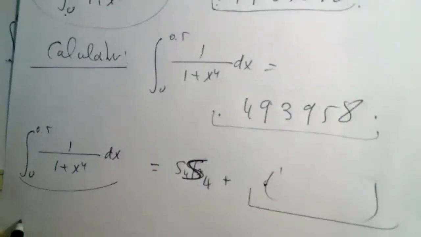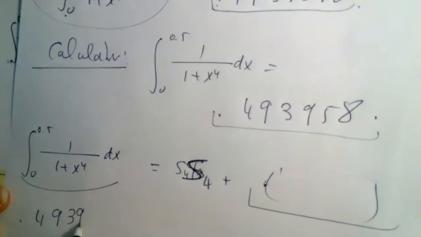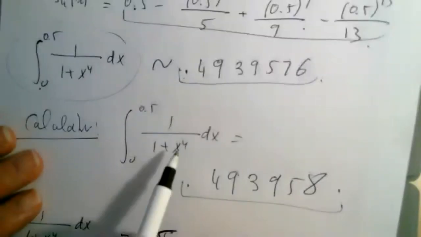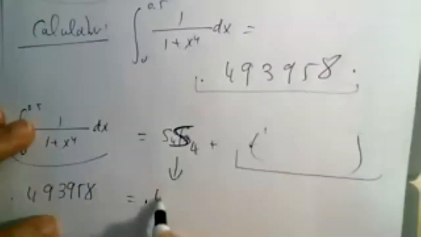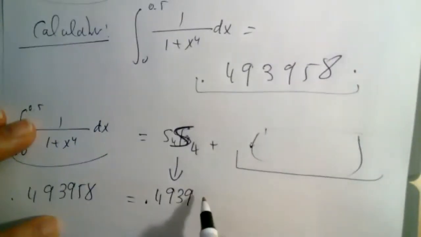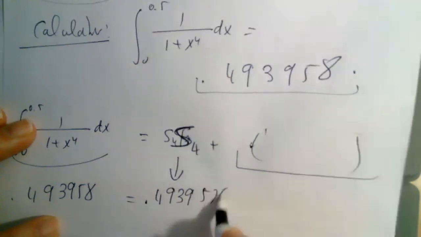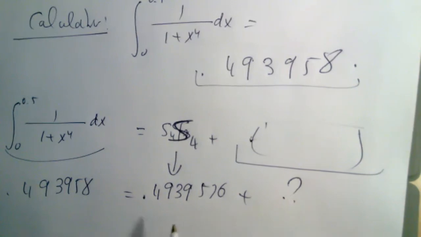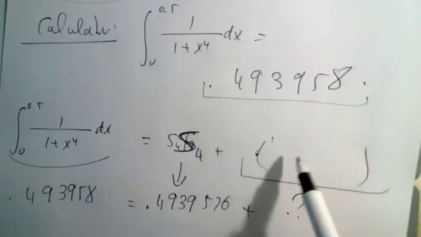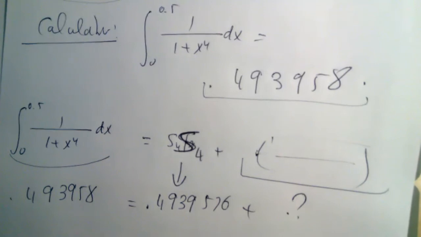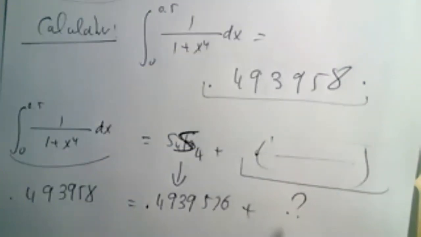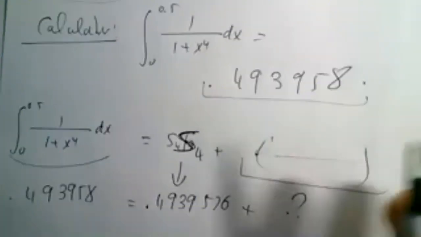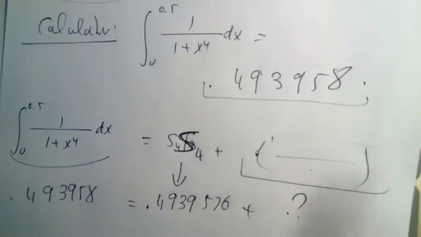This integral is 0.493958. The sum, according to my computation, is 0.499576. How small is this? Extremely small, and that's important. You're adding infinitely many terms, a lot of them, and each is very, very tiny. So you have infinitely many small terms. In this particular case, they are very, very tiny.